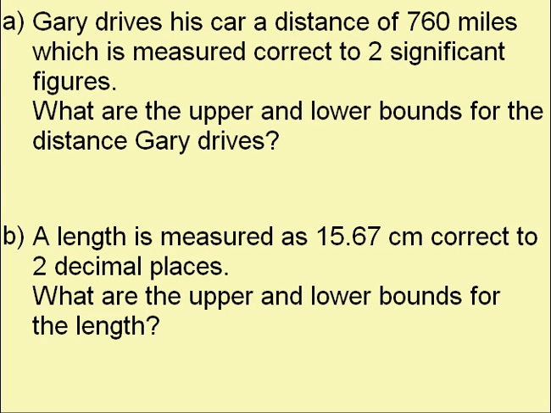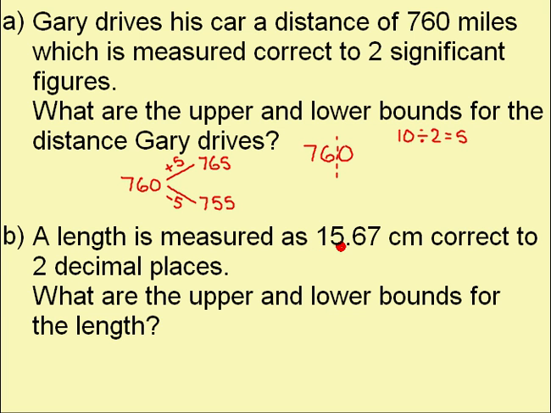I want to find the upper and lower bounds for this number, which has been measured to two significant figures. So 760 to two significant figures means that my cutoff is here, so it's been measured to the nearest 10. If I get that 10 and half it, I get 5. So to calculate the upper bound, I add 5 onto the 760 and get 765, and for the lower bound, I subtract 5 from the 760 and get 755. So this is my upper bound and this is my lower bound.